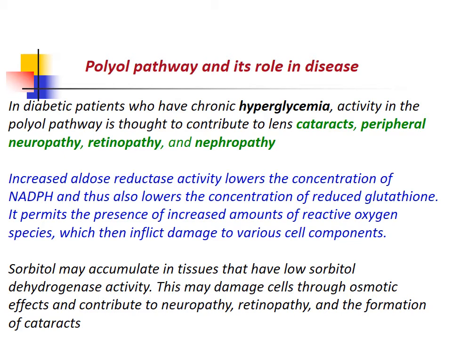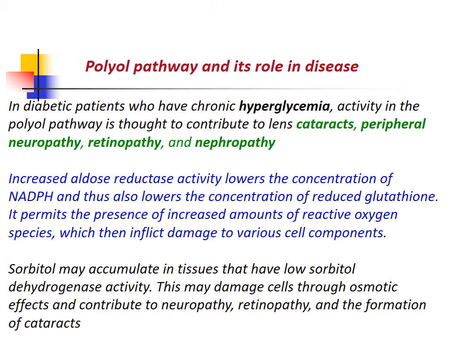Polyol pathway and its role in disease. In diabetic patients who have chronic hyperglycemia, activity in the polyol pathway is thought to contribute to lens cataracts, peripheral neuropathy, retinopathy, and nephropathy. Increased aldose reductase activity lowers the concentration of NADPH and thus lowers the concentration of reduced glutathione. It permits the presence of increased amounts of reactive oxygen species, which then inflict damage to various cell components.